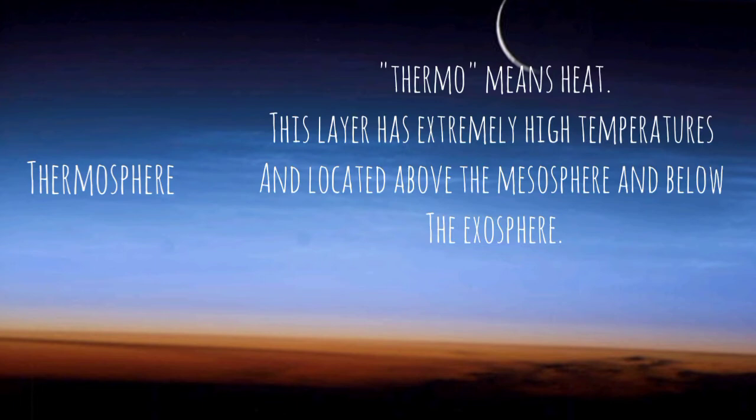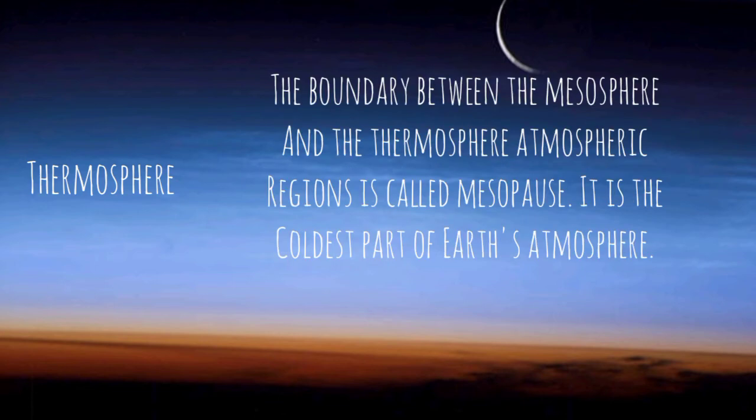Thermosphere. Thermo means heat. This layer has extremely high temperatures and is located above the mesosphere and below the exosphere. The boundary between the mesosphere and the thermosphere atmospheric regions is called the mesopause. It is the coldest part of Earth's atmosphere.